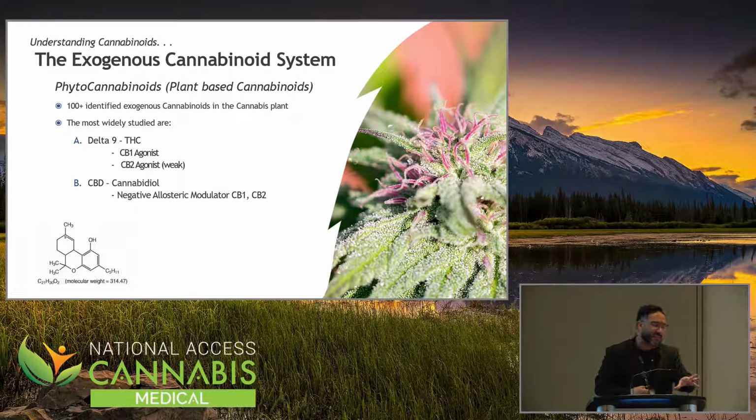But then you have things like CBC, CBG, CBN. There are so many different cannabinoids. They're just not to the same extent. One, they're not studied to the same extent, but also they're not as abundant as these cannabinoids are.